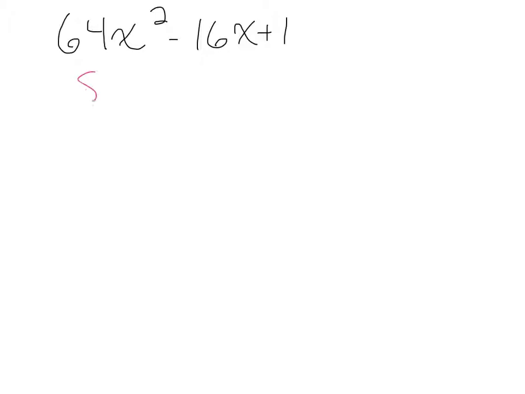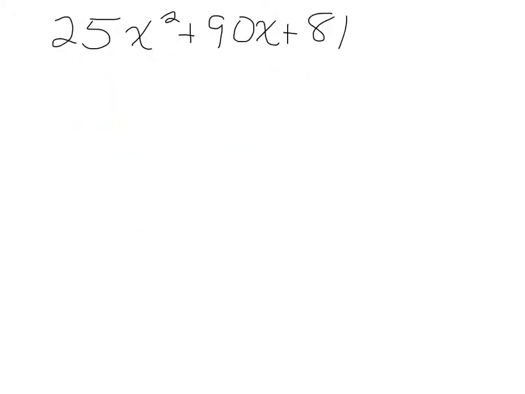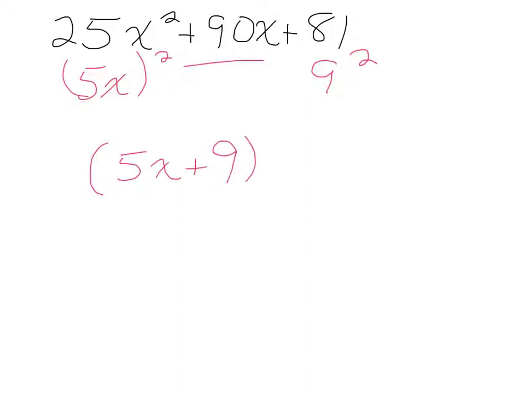64x squared would be 8x squared, and 1 is 1 squared. 16x is 2ab, so I have a squared minus 2ab plus b squared, which means this is going to factor into 8x minus 1 squared. 25x squared would be 5x squared, and 81 would be 9 squared. 90x is 2 times 5x times 9. So this is an a squared plus 2ab plus b squared, so it's going to factor into a plus b squared.